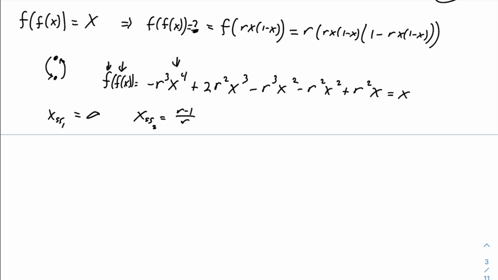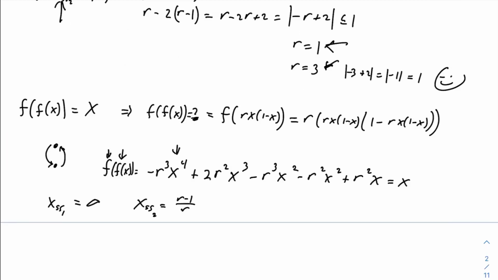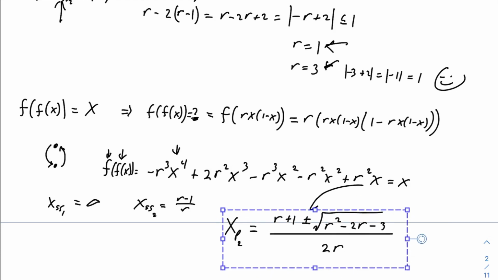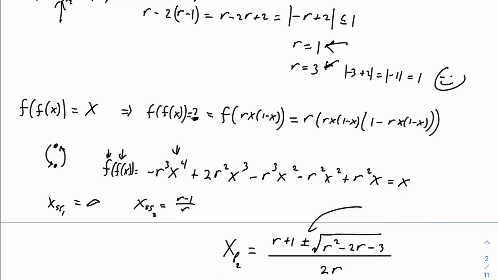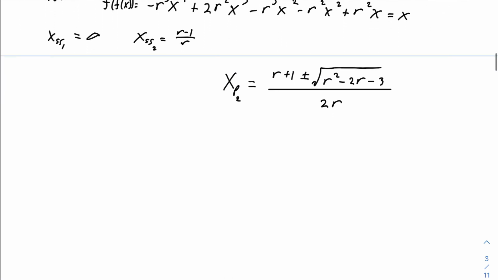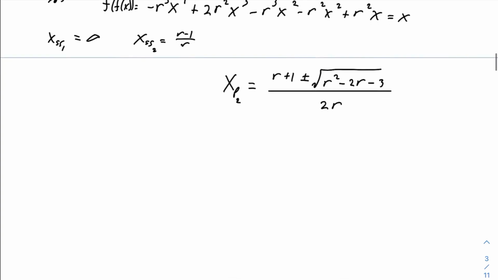And then to find the other two, I again just plugged it into Wolfram Alpha. The solution that we get from Wolfram Alpha is that the period 2 points are x equals (r plus 1 plus or minus the square root of r squared minus 2r minus 3) all over 2r. Whew, that's hard.